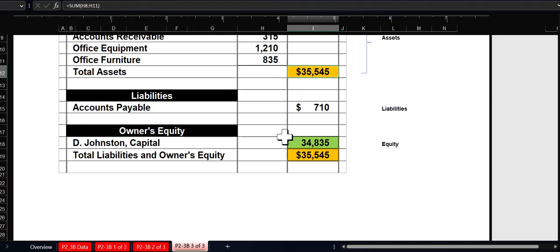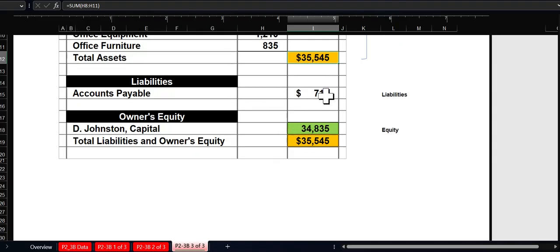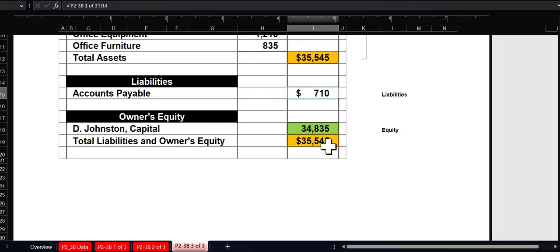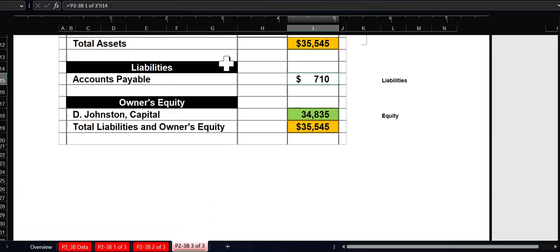Then we need to see what the liabilities are. And again, these are coming now from the trial balance that we prepared at the very beginning. And so accounts payable, amounts to be paid by the business, $710 as of July 31st. And then we have the owner's equity, $34,835. Recall that this is the amount that is taken from the ending balance in the statement of owner's equity.